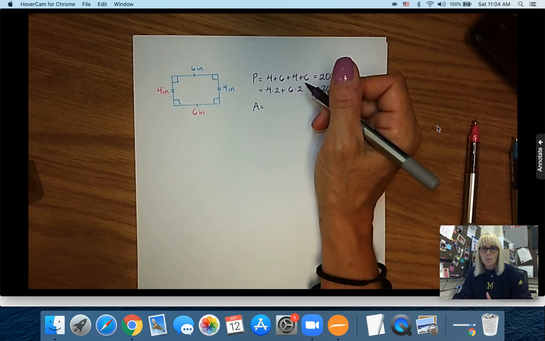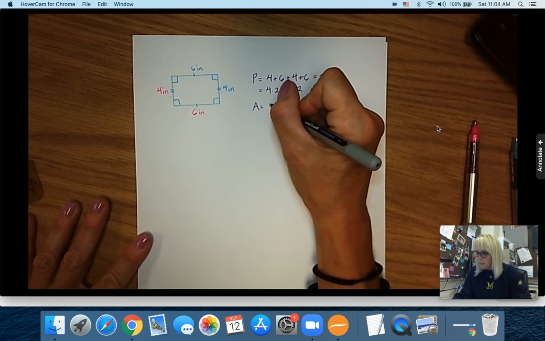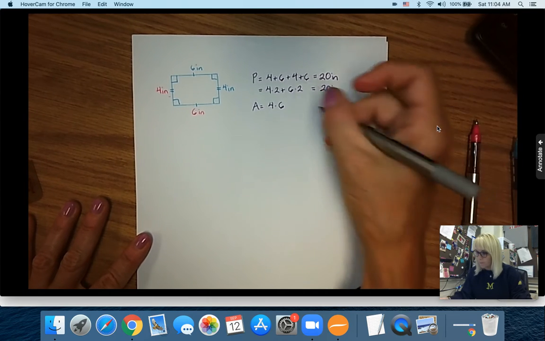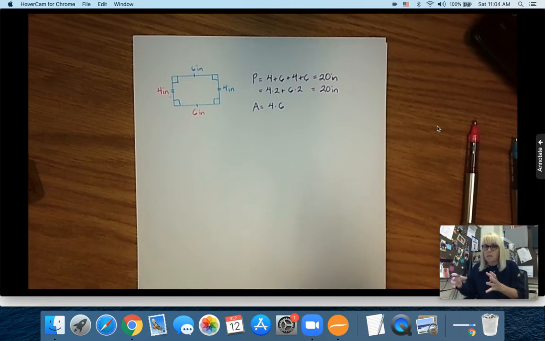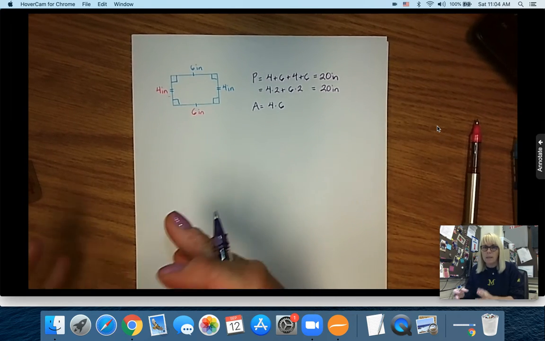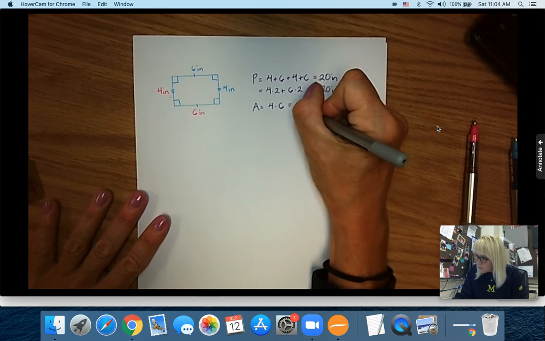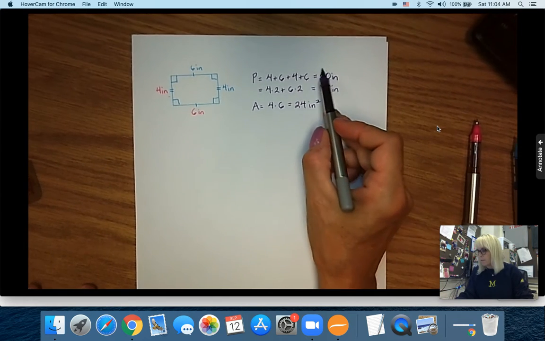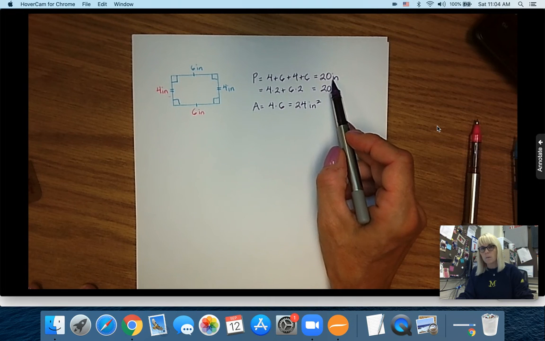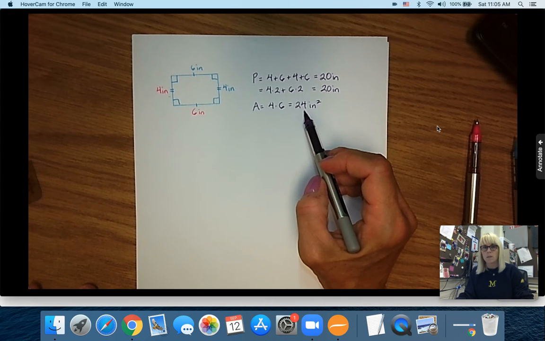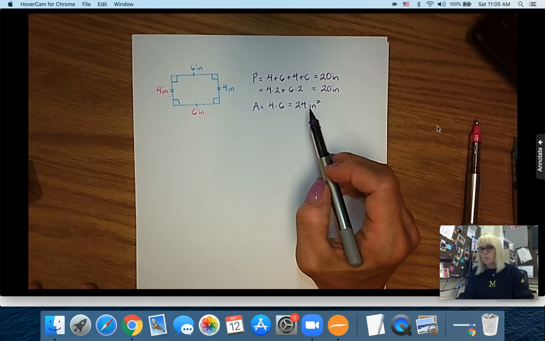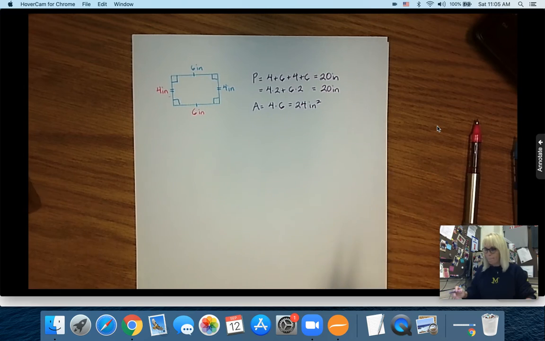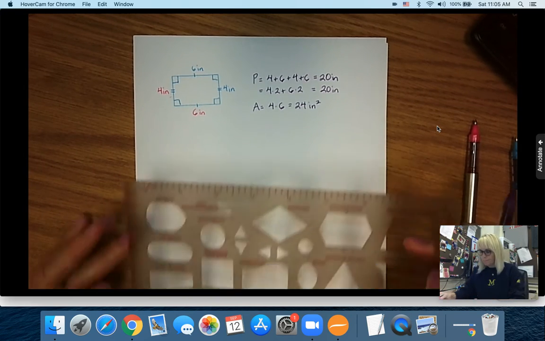And given what you know about the commutative property, does it matter if you say 4 times 6 or 6 times 4? Aren't you going to get the same result? And so remember, area is telling us how much space we have inside that rectangle, and 4 times 6 is 24 square inches. So if we wanted to build a fence around the rectangle, it would be a 20-inch fence. If we want to know how much space the rectangle holds, that would be 24 square inches. Okay? All right, moving on.